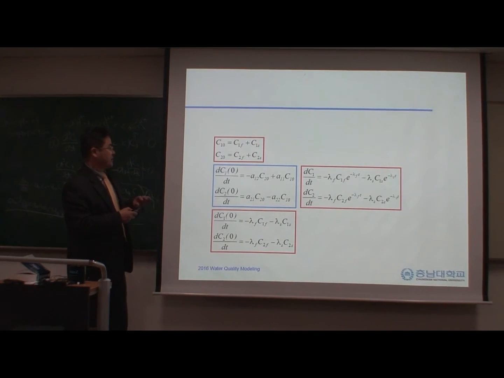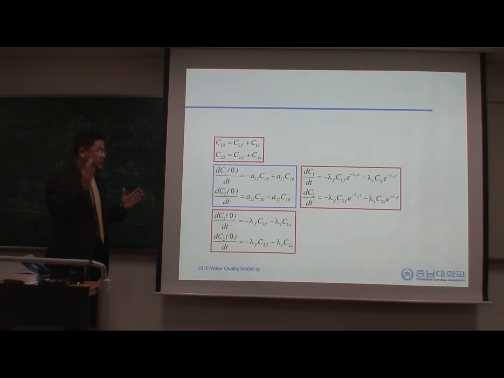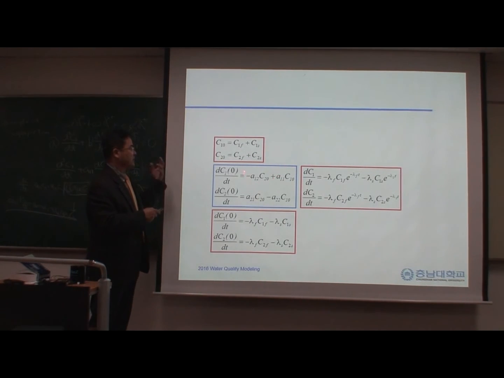And for the boundary condition, usually you can have it depending on your information. If you have some information about differentiation at time 0, then you can use that information as well. Okay? Because this dC1 dt is like that, this dC2 dt is like that. And yeah, you can do that.